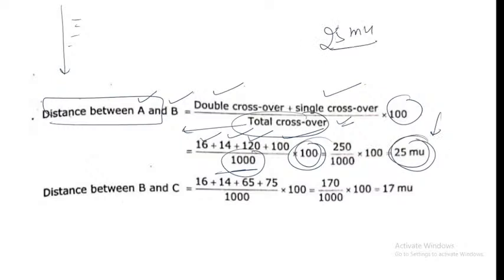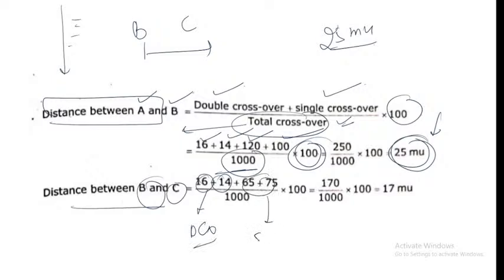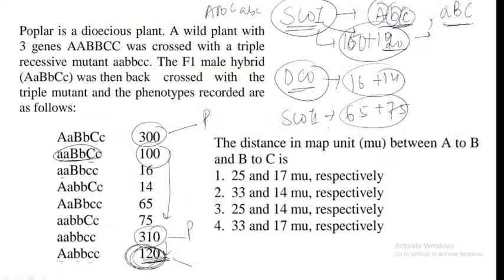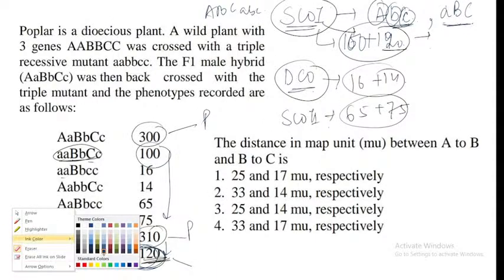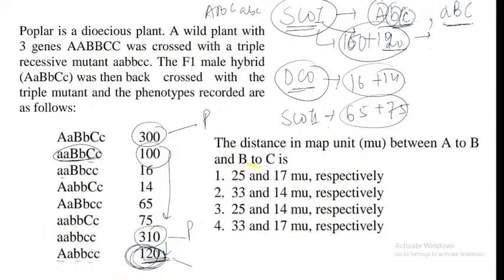Then the second one is the distance between B and C. For the second and the third gene, it would be 16 plus 14, that is the double crossover, right? And this is the single crossover 2, divided by 1000 into 100. So it would be 17 mu. So according to the question given to us, the answer would be option number A. That is, option number A will be the correct answer for this particular question.